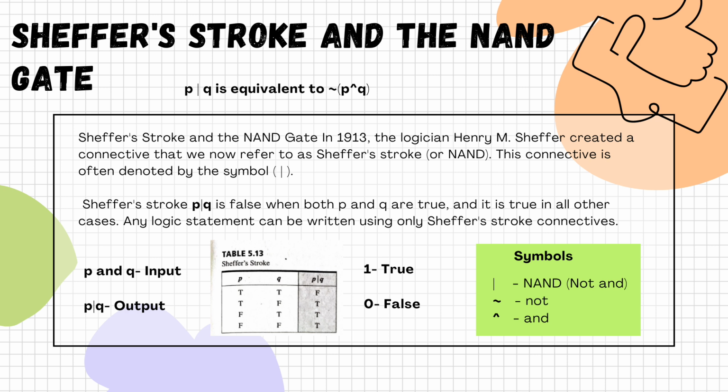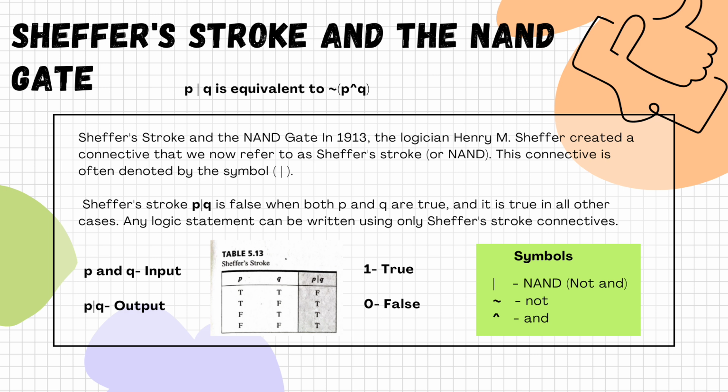Sheffer stroke, denoted by this symbol, is a logical operator that represents not both or incompatible. So, the symbol is read as NAND. So, P NAND Q is equivalent to not P and Q because NAND means not and. So, ang P and Q natin, yun ang ating input, while ang P NAND Q naman ang ating output.